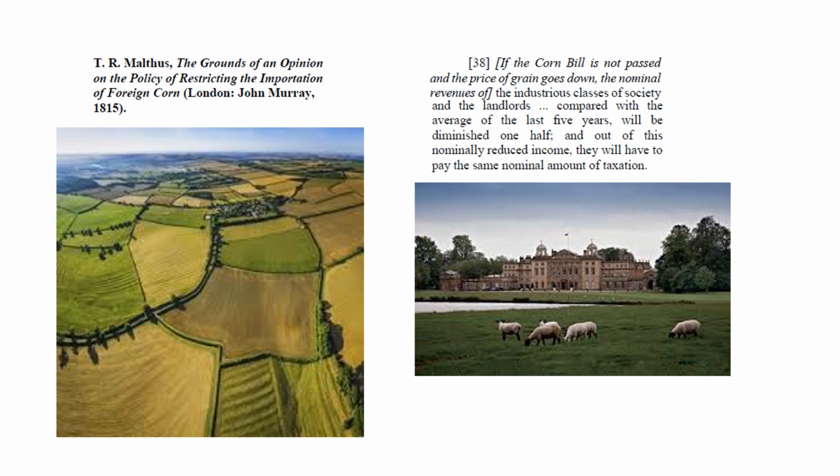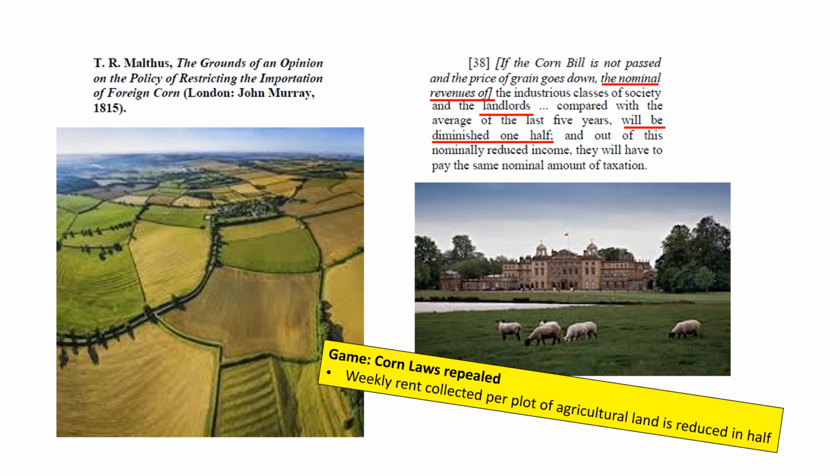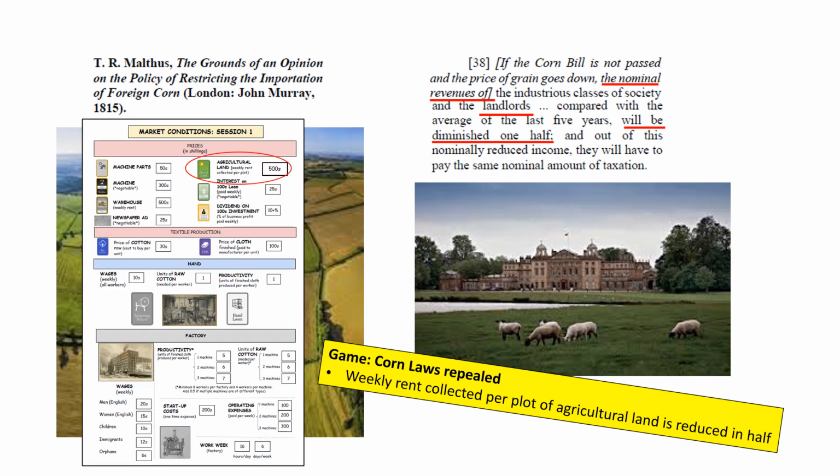But the repeal of the Corn Laws is not very good at the other end of the social scale for the aristocrats. And here again is from the court texts in the game book. This contemporary account says that if there is no Corn Law, the revenues of landlords, in other words, our aristocrat, will be diminished by 1/2. So in the game, this is modeled by the fact that if the Corn Laws are repealed, the weekly rent collected per plot of agricultural land is reduced in half. So the market conditions board will change from 1,000 shillings per week for rent of agricultural land to 500 shillings.